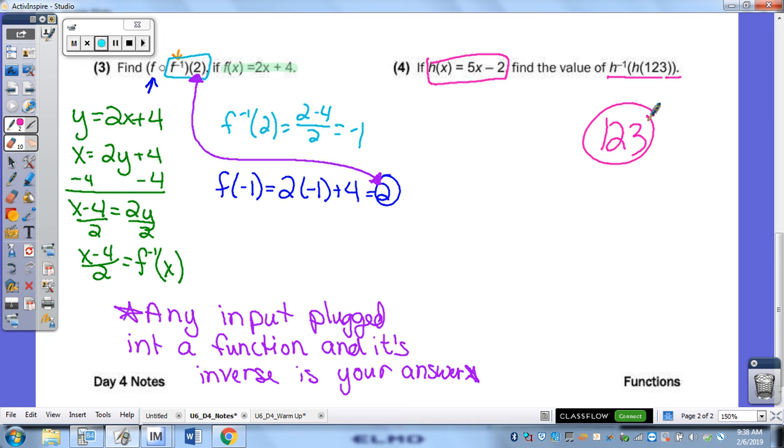Now it doesn't work, let's say, for example, if I had g to the negative 1 of f of x. It doesn't work in that instance because those aren't the same functions. It's not the inverse of f. It has to be the same function and its inverse, not a different one's inverse.